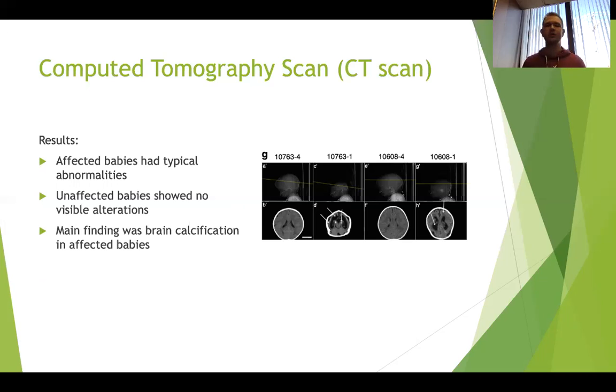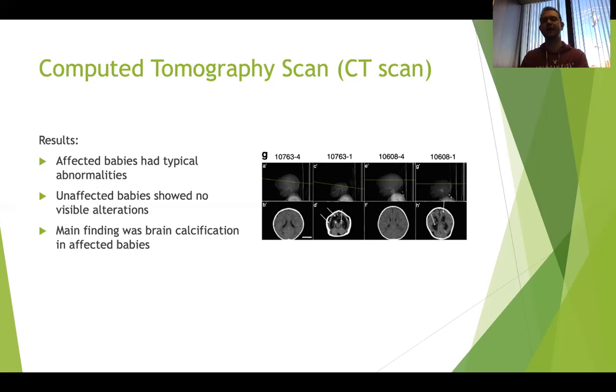The next test they did was computed tomography scan or CT scan of the discordant twins. The results of which are shown here, of the twins' brains. The affected babies obviously had the typical abnormalities seen in this condition, which are the second and fourth column. And then surprisingly, actually, the unaffected babies show no visible alteration. So the condition completely didn't have any effects whatsoever.